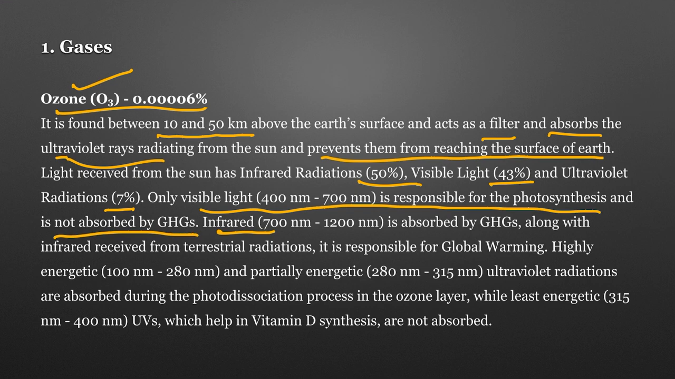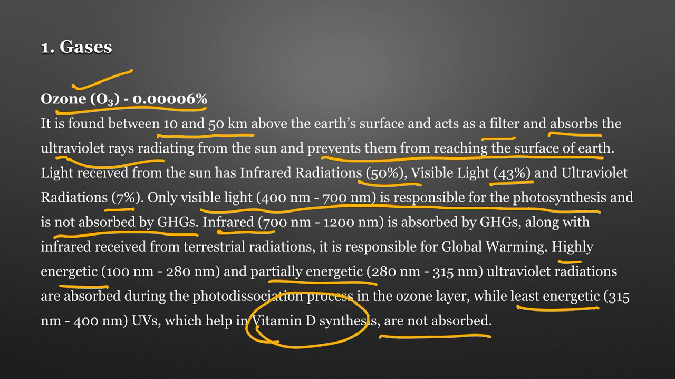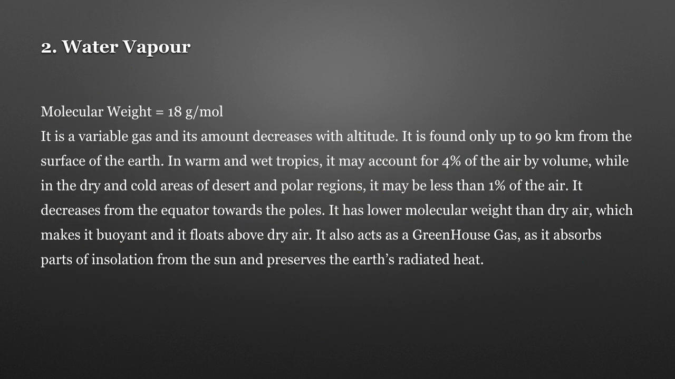So you see, ultraviolet radiations are of three types: highly energetic, partially energetic, and least energetic. Ozone only interacts with highly energetic and partially energetic ultraviolet radiation. It doesn't absorb the least energetic radiations. So least energetic UV radiations help in the synthesis of vitamin D. The vitamin D that our body makes inside us is because of least energetic ultraviolet radiations.